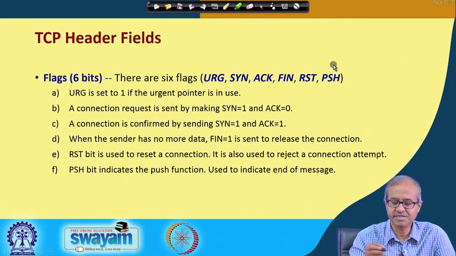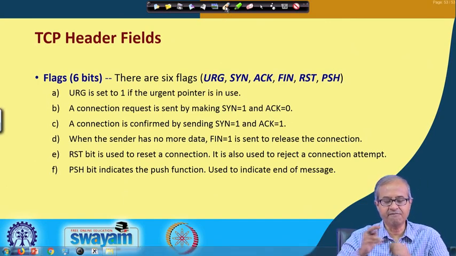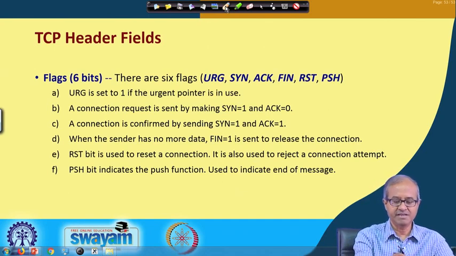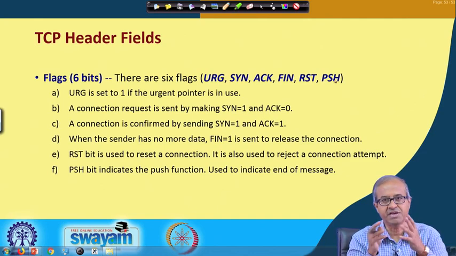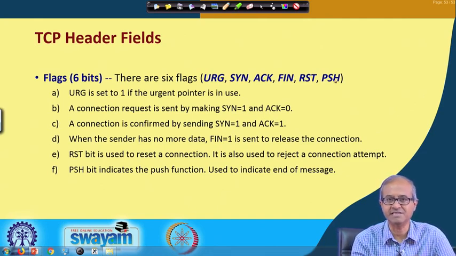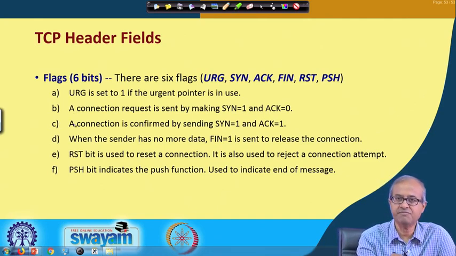Well, these are interesting. There are several flags in the flag field in TCP. There are in fact 6 flags: urgent, SYN, ACK, FIN for finish, reset and push. They are used in combination for various reasons. The most important reasons are mentioned here.